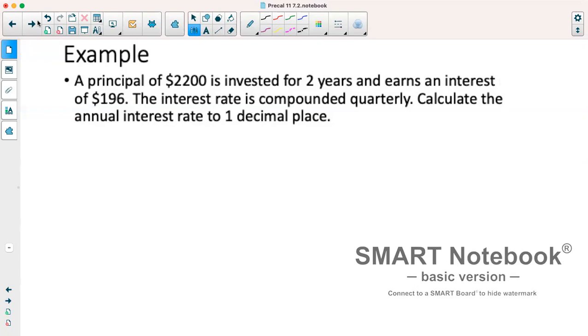So we're given a principal of $2,200. We're given a time of 2 years. We're given the interest earned, which is capital I, so that's from last section, of $196. Now, our interest is compounded quarterly, so our N is equal to 4. And we want to figure out what our rate is.